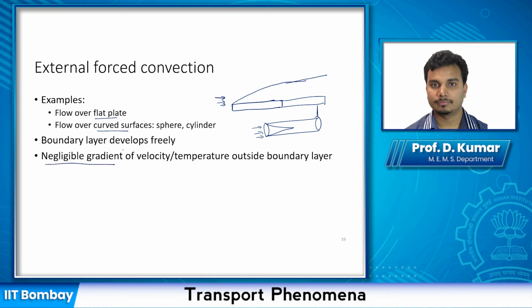The second one is that beyond this boundary layer, or in the bulk, the properties do not change significantly. The velocity or temperature does not change significantly. So here it remains at U infinity and T infinity. So it does not change significantly.